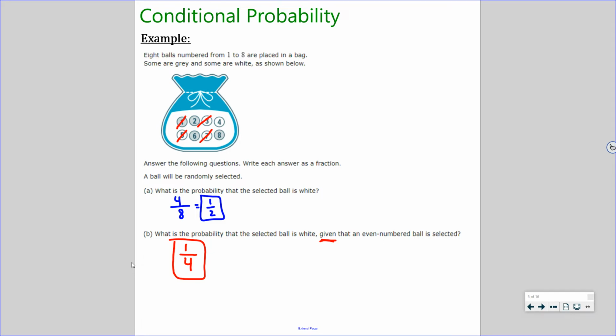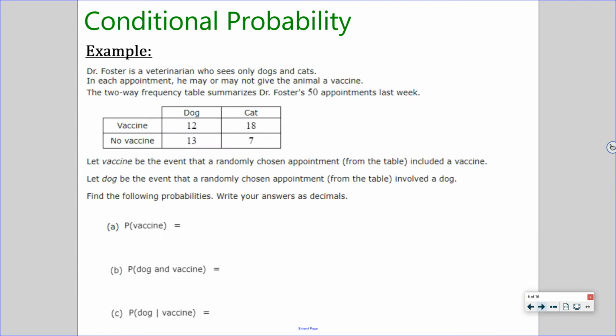Oh, I like this next one. It's so fun. What if instead of a visual like this, I was given a chart? So Dr. Foster is a veterinarian who sees only dogs and cats. In each appointment, he may or may not give the animal a vaccine. The two-way frequency table summarizes Dr. Foster's 50 appointments last week. Let vaccine be the event that a randomly chosen appointment from the table included a vaccine, and let dog be the event that a randomly chosen appointment from the table involved a dog. Find the following probabilities. Write your answers as decimals this time.